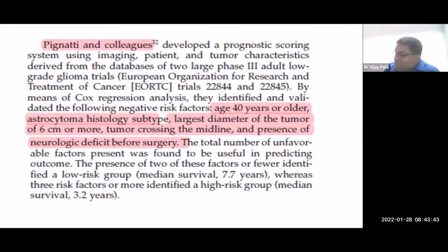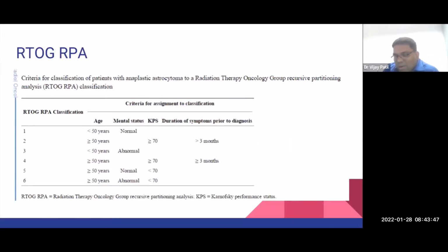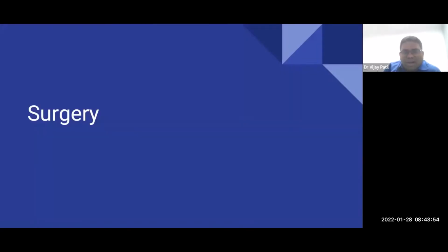If you're 3 or more, you are in the higher risk group according to the EORTC. Now there is a recursive partitioning index which has been made for this situation. We won't go into that.